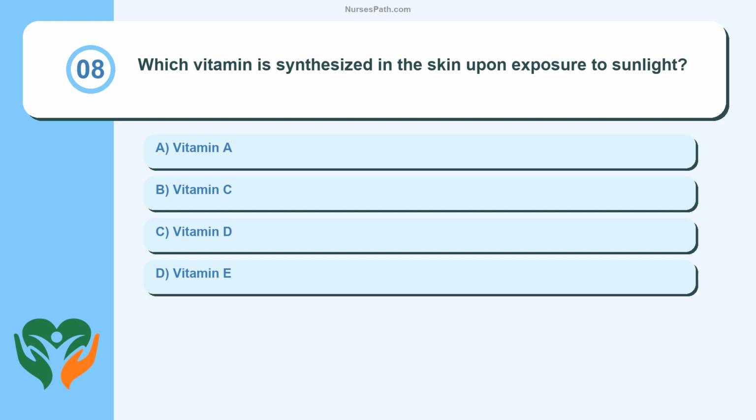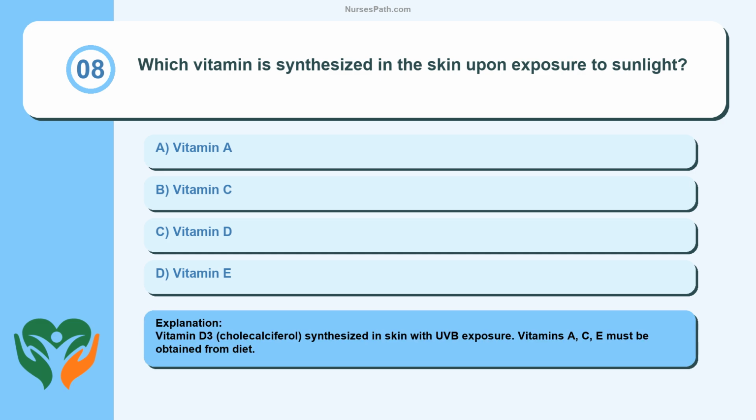Question 8. Which vitamin is synthesized in the skin upon exposure to sunlight? Vitamin A, vitamin C, vitamin D, vitamin E. Vitamin D3, cholecalciferol, synthesized in skin with UVB exposure. Vitamins A, C, E must be obtained from diet.